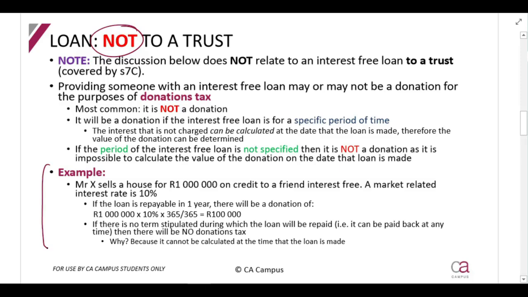The issue is, if I give you a loan, a low interest loan, and again, remember when I say low interest, I also mean interest-free loan. If I say interest-free loan, I also mean low interest.